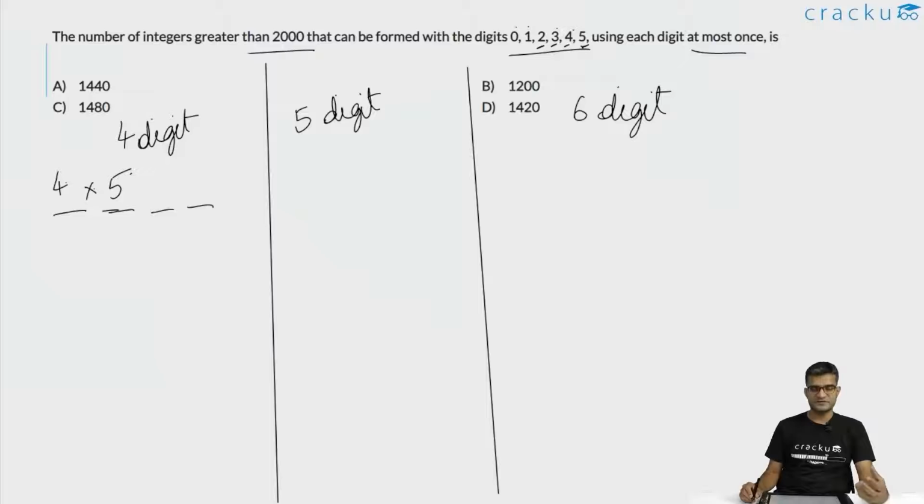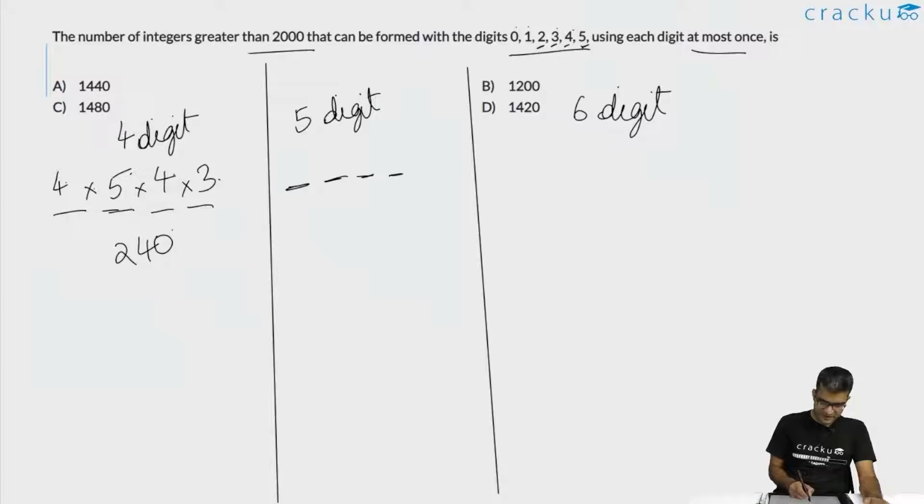One of the 4 digits which are greater than or equal to 2 will be used as the first digit. So the second digit can be any one of the remaining 5 digits. The third digit can be any one of the remaining 4 digits which is not equal to the first or the second digit. And the last one can be selected in 3 ways. So the number of 4-digit numbers which are greater than 2000 will be 4 into 5 into 4 into 3, which is 240.